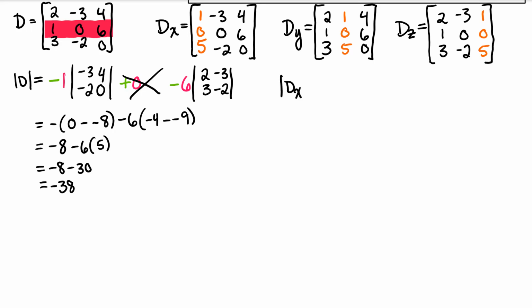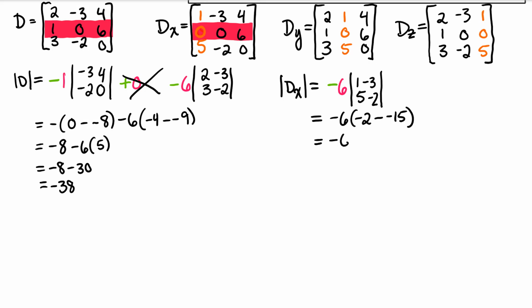For the determinant of Dx, I decided to expand along, again, the second row because it has two zeros in it. Remember the signs are negative, positive, negative, so that 6 will be negative, and I'll ignore where the zeros would be. The 6 is being multiplied by the 2 by 2 determinant 1, negative 3, 5, negative 2. Evaluate. And the determinant of Dx is negative 78.